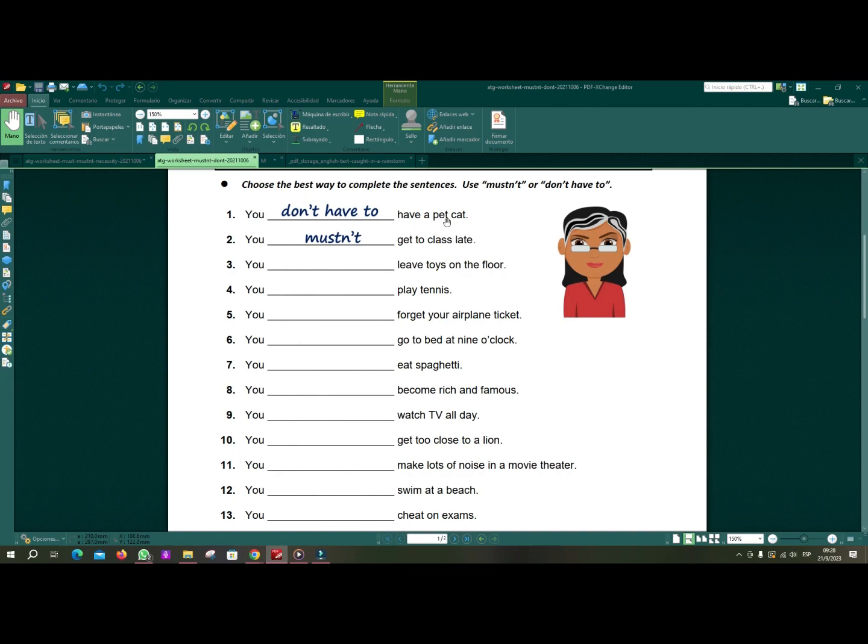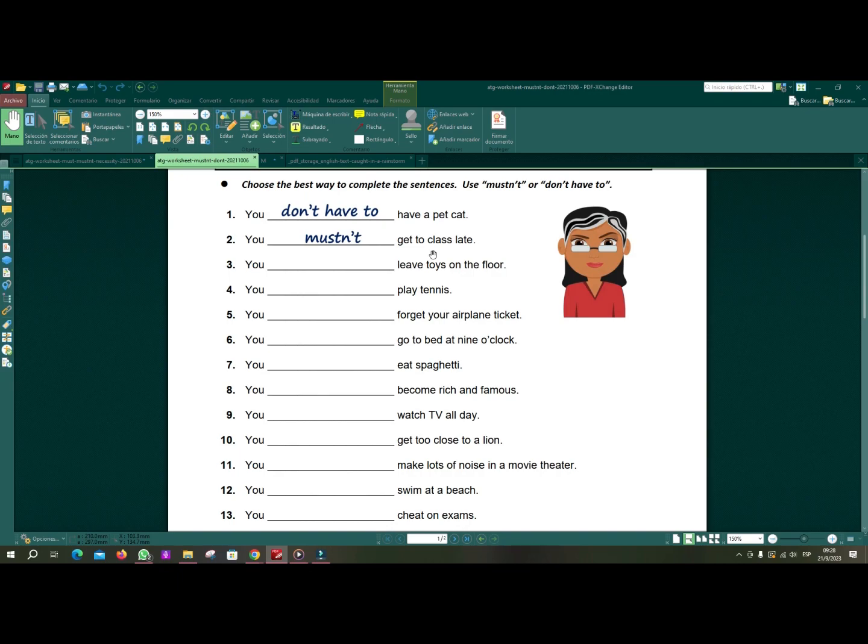No debes tener un gato como mascota. Pero eso es una opción. Si usted quiere, tiene un gato como mascota. Que pueda que para otras personas no sea necesario tenerlo, pero para usted sí. So you can use that. Right? Or you mustn't get to class late.